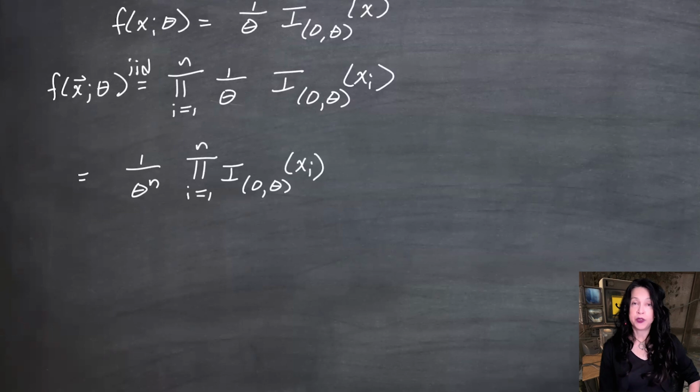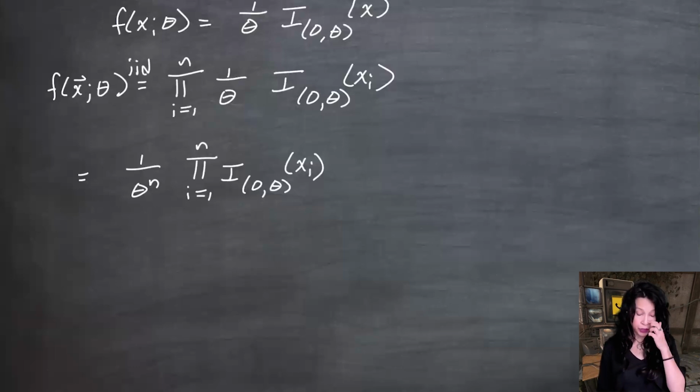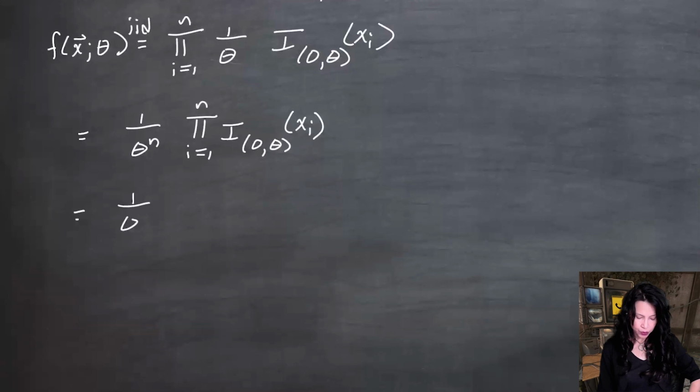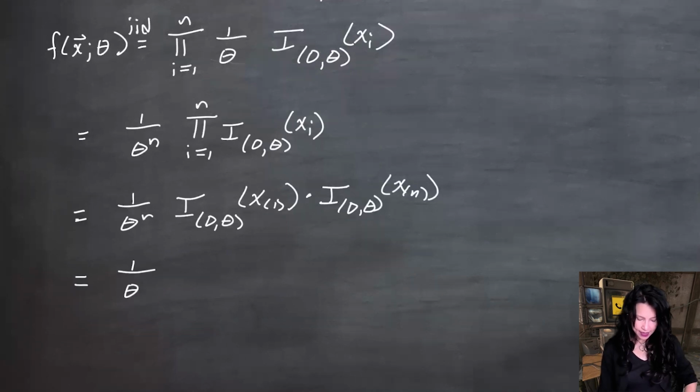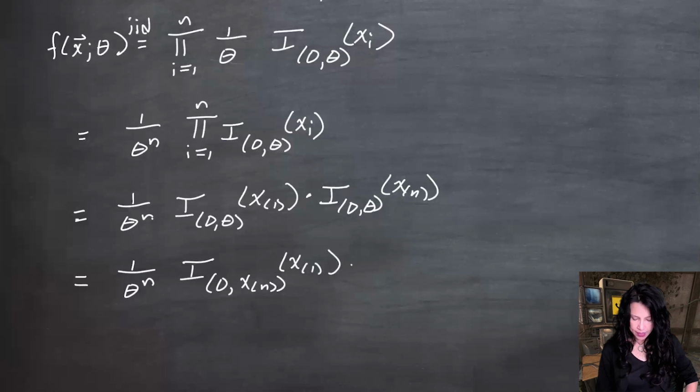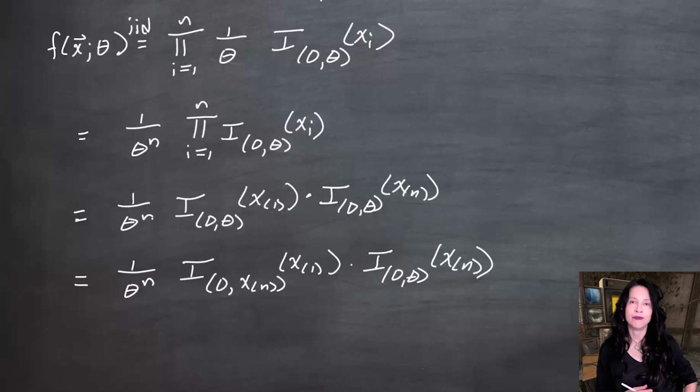Now, we've seen other ways to write this product of indicators, especially when we're trying to pare down information. You don't have to do this, but I'm going to give 3 answers for this problem. So this can be written as 1 over theta to the n, and then an indicator that says that the minimum, x(1), is between 0 and theta, times the indicator that says the maximum is between 0 and theta. But we can also write this as 1 over theta to the n, and we can say that the minimum is between 0 and the maximum, as long as the maximum is between 0 and theta. These 3 lines are 3 equivalent ways to write the joint PDF for these IID uniform 0 theta random variables.